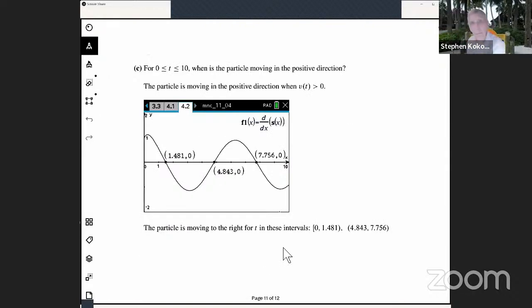All right, for t between 0 and 10, when is the particle moving in the positive direction? Well, what's the conceptual idea here? I have to find those places where the derivative of the position, or the velocity, is greater than 0. A way that I'm going to attack this is I'm going to graph that velocity, and I'm going to find those places where the velocity is bigger than 0.